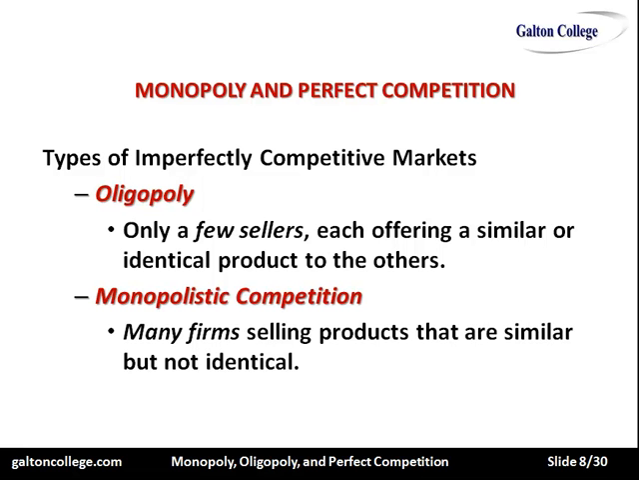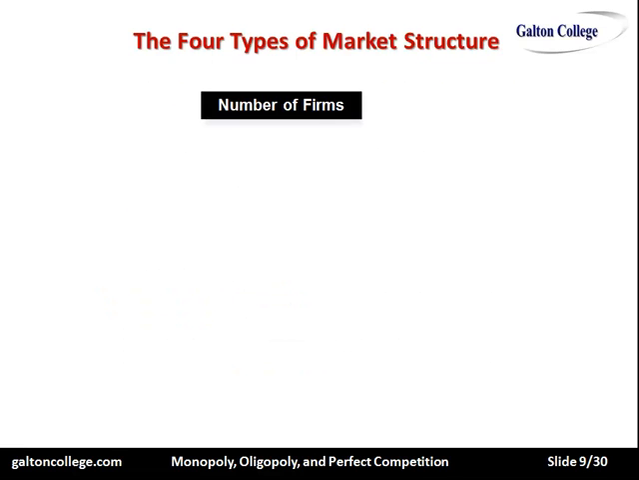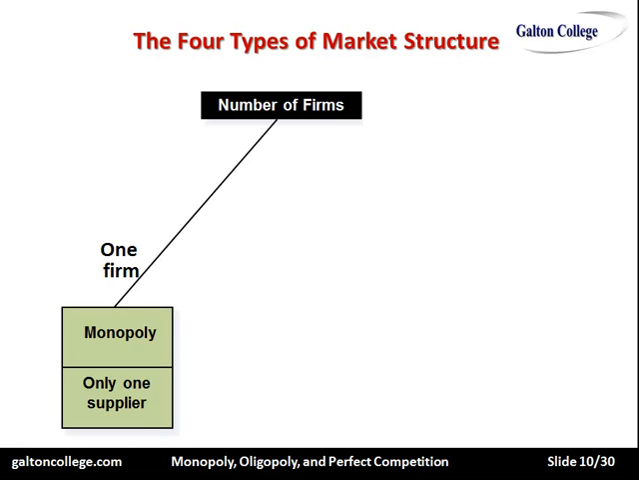So those are two types of models, very important models in the study of economics and the study of microeconomics, that we can distinguish away from perfect competition and monopoly. If you like, perfect competition and monopoly are the extreme cases. So let's do it in terms of a little diagram. So we have the number of firms. Well, if there's one firm, it's a monopoly. Only one supplier.